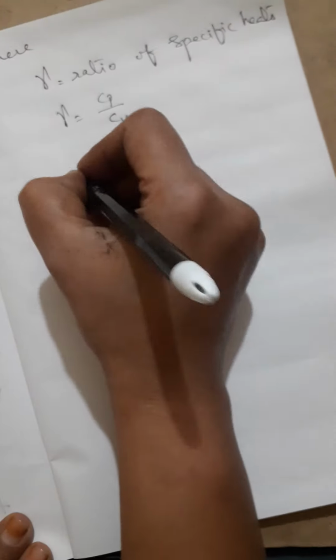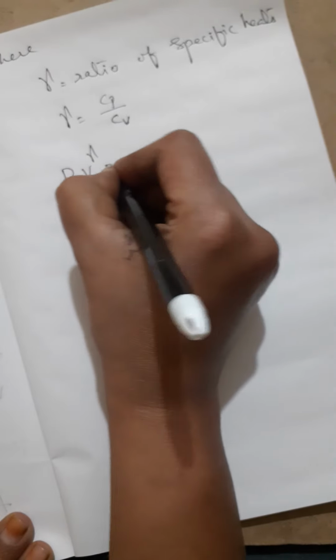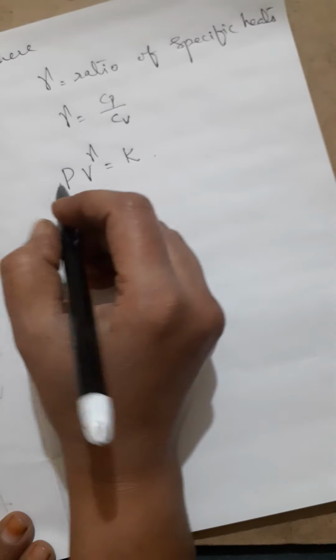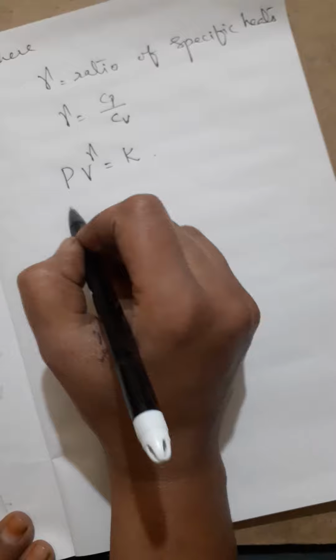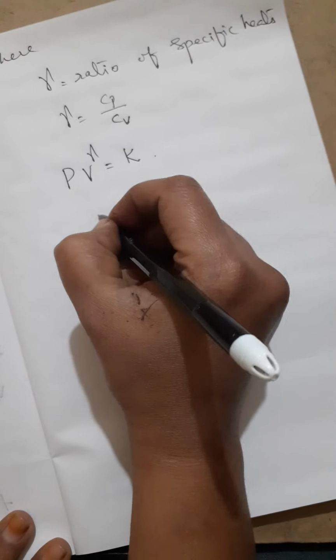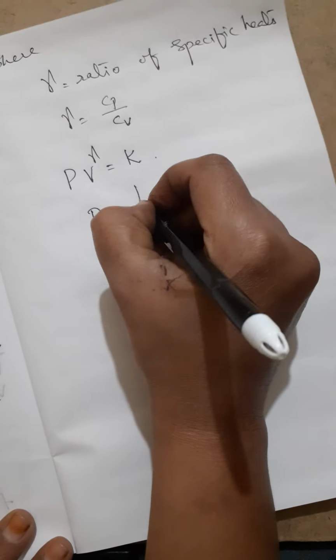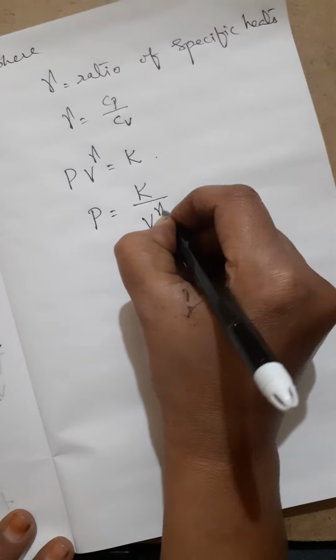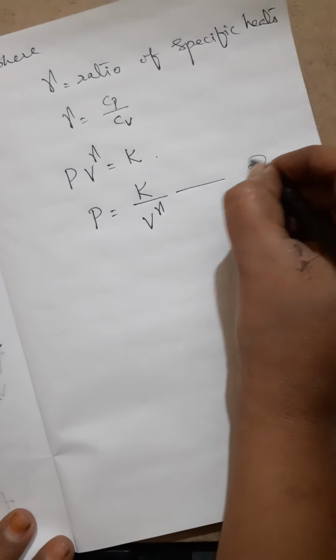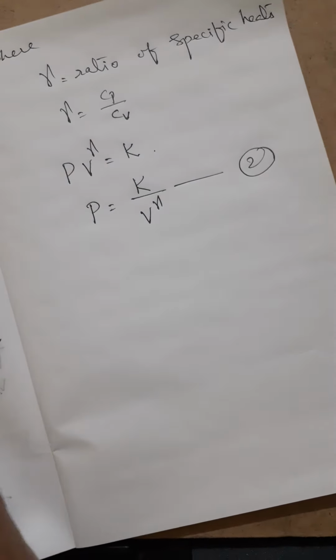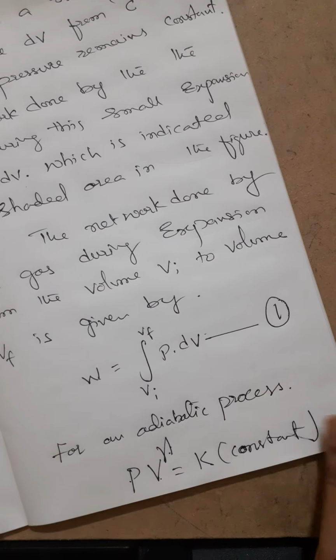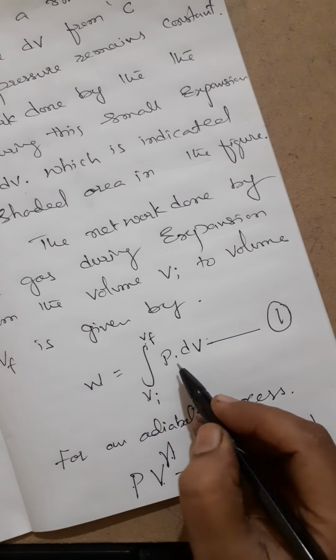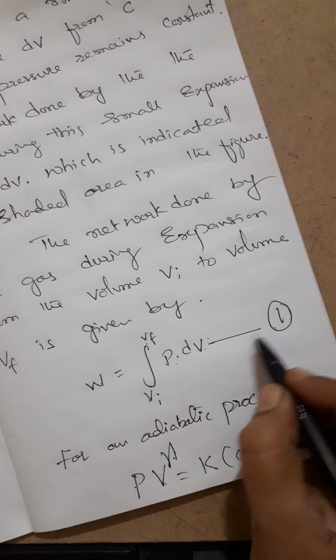Now P V to the power of gamma for an adiabatic process can be written as P V to the power of gamma is equal to some constant K, or P can be written as K by V to the power of gamma. Let us take this as equation number 2. The first equation is the integral from Vi to Vf of P dV. Let us take this as equation number 1.